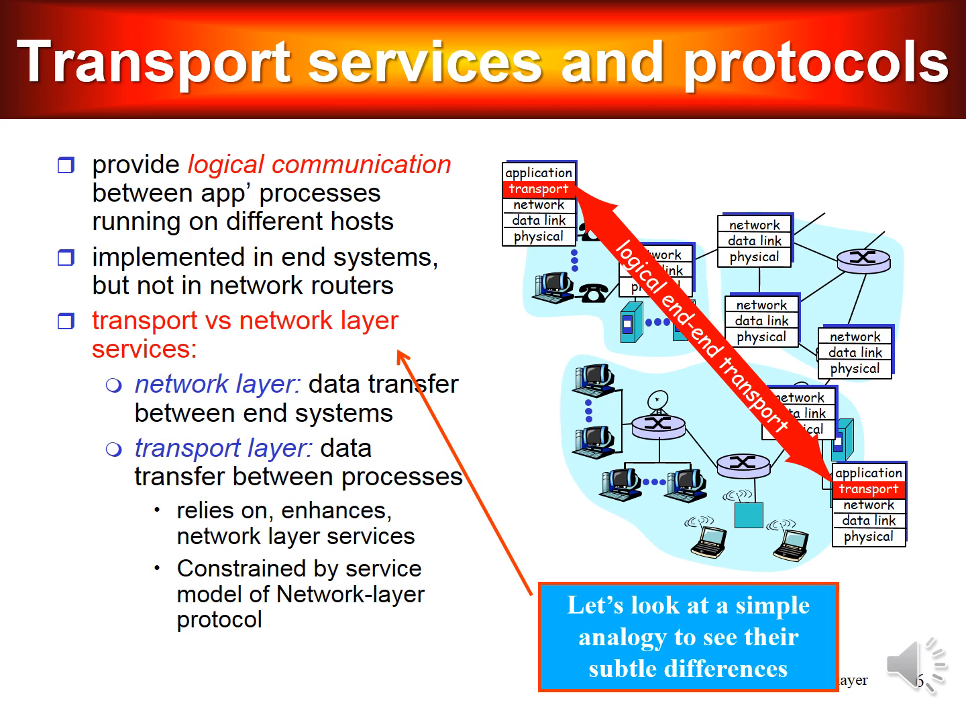It provides logical communication between application processes running on different hosts, implemented in the end systems but not in network routers. So, the transport versus network layer service: the network layer transfers data between end systems, and the transport layer also transfers data between end systems. It relies on and enhances network layer services. It is constrained by the service model of the network layer.